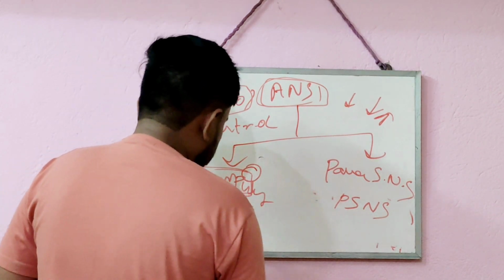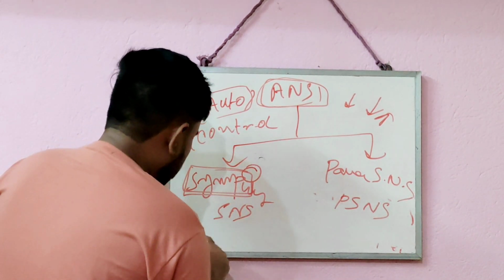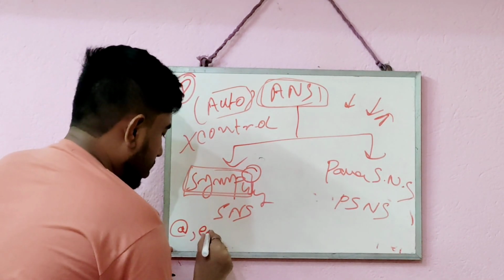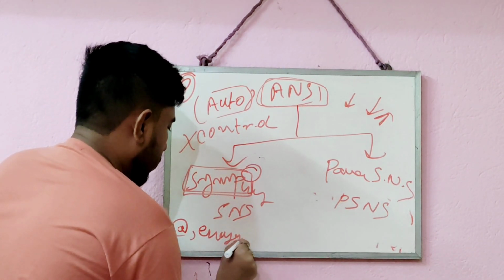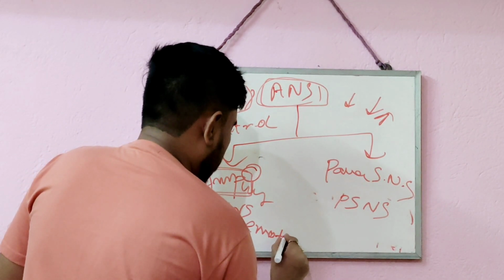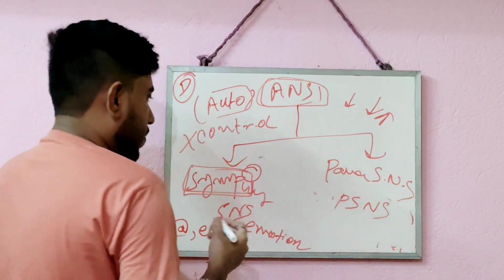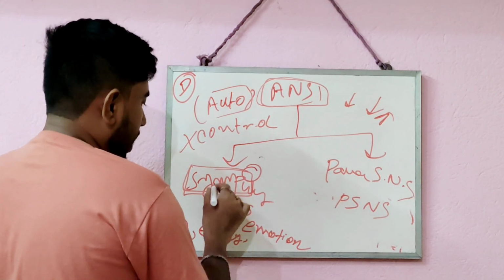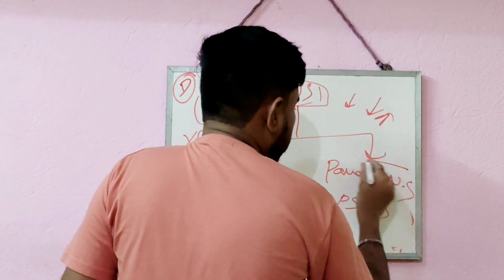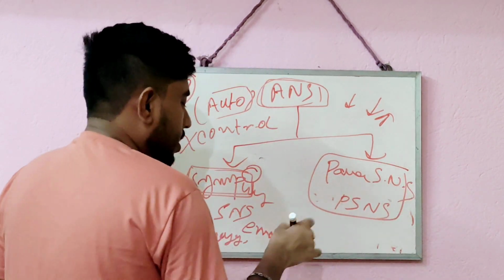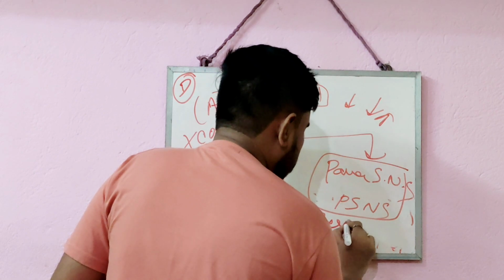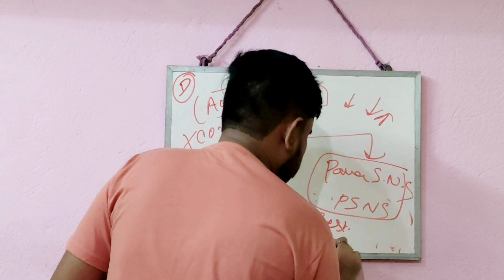The sympathetic nervous system generally acts when our body is in an active state, when our body needs energy, and when we are full of emotions. When our body is full of emotion, at that time the sympathetic nervous system generally shows its action, and the parasympathetic nervous system generally shows its action when our body is in a resting state or digestion state.